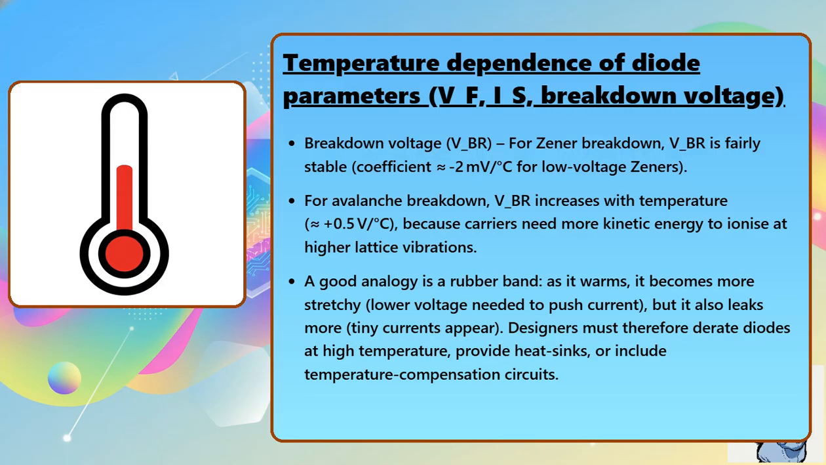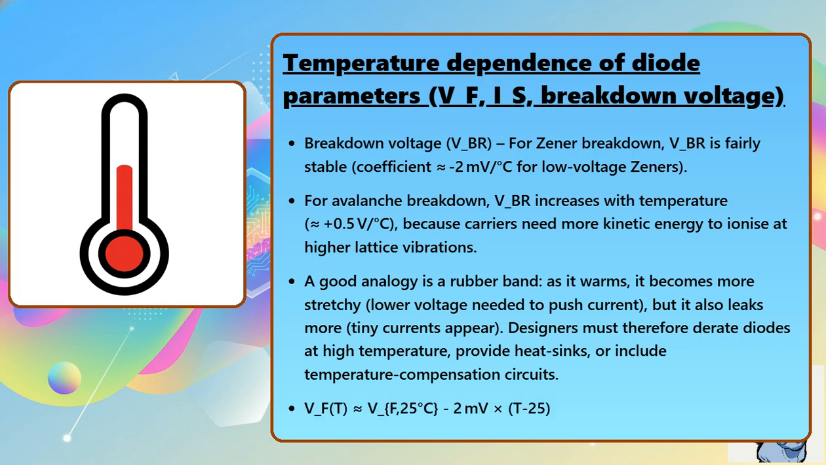A good analogy is a rubber band. As it warms, it becomes more stretchy, so lower voltage is needed to push current, but it also leaks more as tiny currents appear. Designers must therefore derate diodes at high temperature, provide heat sinks, or include temperature compensation circuits.